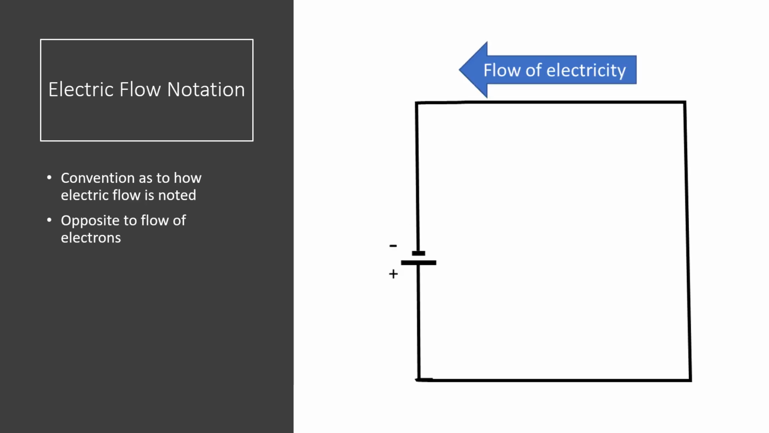There is one thing you need to be aware of when you're talking about electric flow, and that's the notation, the convention for how it's noted: the flow of electricity is counter to the flow of electrons. So while we like to think of our little electrons zipping around through here, in this case clockwise, the flow of electricity, when we're speaking to each other or to physicists or electrical engineers, would be counterclockwise from the positive pole back to the negative pole of our battery.